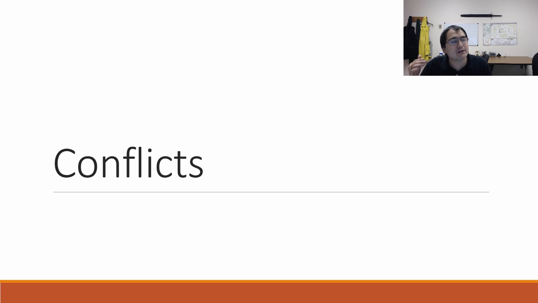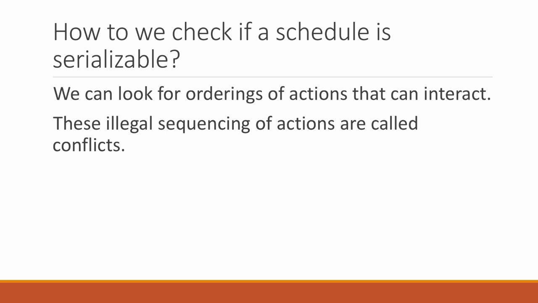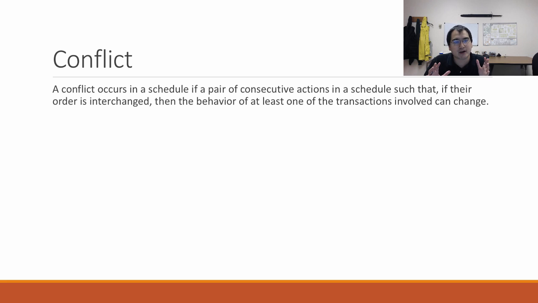So the way that we do that is by looking at conflicts. Once again, we're trying to figure out the ordering of actions that we're allowed to do. And we want to avoid illegal scheduling of actions that cause conflict. We want to avoid things where the transactions are interfering with each other, so that they're not isolated anymore. And so the way that we do that is by looking for conflicts.